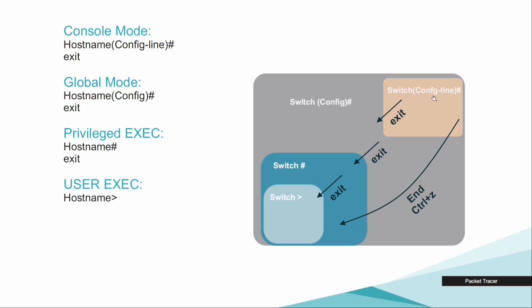If we would like to exit from that mode and go back to the global configuration mode, we can do the command exit. If we would like to exit from the global configuration mode to the enable mode or the privilege exec mode, we can do the command exit. And if we would like to get back to the user exec mode, we can do exit again. If we are in the global configuration mode or any sub-configuration mode and we would like to exit and go directly to the enable mode, we can do the command end, or simply we can press Ctrl and Z at the same time. So let's get back to our switch.